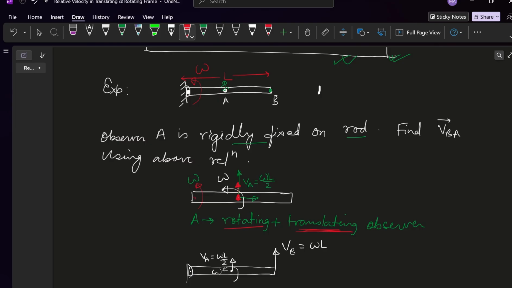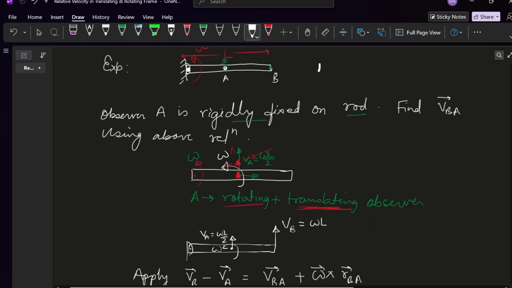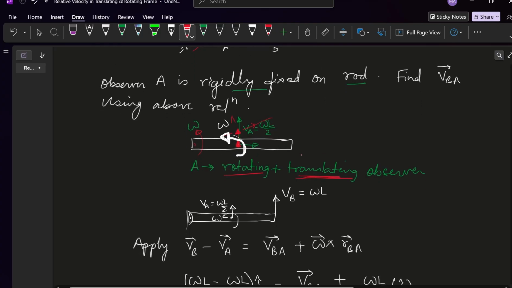Now it is also rotating. Why? Because it is rigidly fixed to the rod. As the rod rotates, its coordinate axes also rotate. After some time dt, the coordinate axes will be like this, with some angle. So the axes rotate by the same omega, as I have shown here. So the frame is rotating with angular velocity omega, as well as translating with velocity omega L by 2.